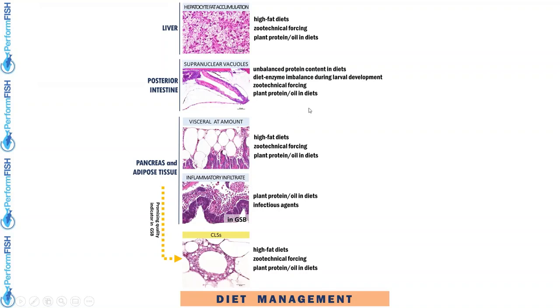For example, during our evaluation, we identified crown-like structures in about 30–40% of juveniles. In mammals, they are called crown-like for the arrangement of the macrophages around the dead adipocyte. And also in mammals, these lesions are related to obesity and insulin resistance.